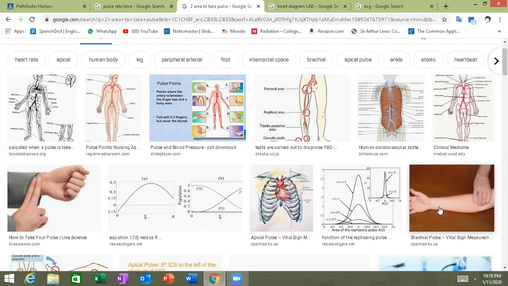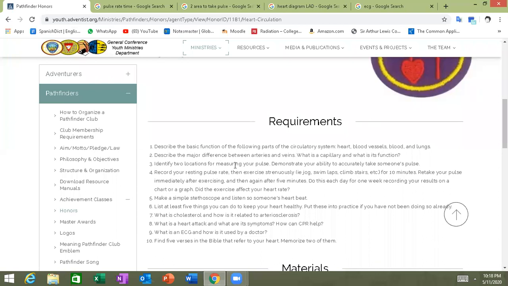You can do it here in this diagram like this, or you can do it here, which is the most common one that you'll see normally, right? You'll feel it here, all right? So demonstrate, you'll have to do that with your parents or your sibling or somebody, right? Next, record your resting pulse rate. Then exercise strenuously, jog, swim laps, for 10 minutes and retake your pulse immediately after exercising, and then again after 5 minutes. Do this each day for 1 week, recording your results on a chart or graph.